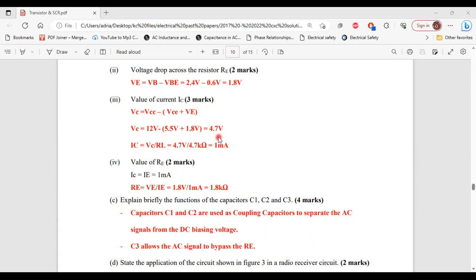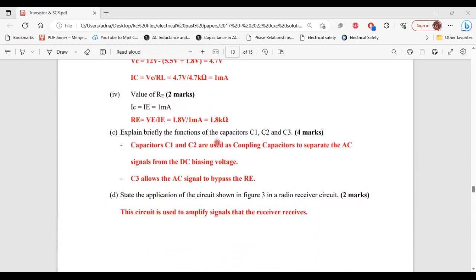Now that we have the voltage, we can go ahead and calculate IC. IC is equal to VC divided by RL, that is 4.7 volt divided by 4.7 kilo ohm, and that will give us 1 milliamp. All right, so that's it for part three.